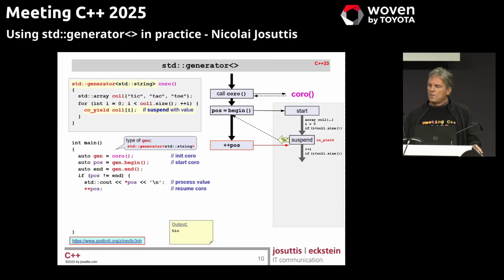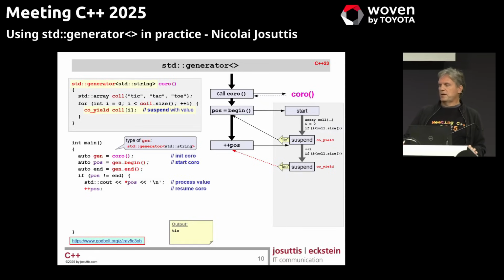And now we do the next statement, which is the reinitialization of the for loop. We still have everything available. We have the array available. We have the state of I available. And that I is incremented. We check again whether it's still less than size, which is the case, and we enter the body again. And with that, we co-yield the next value, which is, in that case, tack, which is yielded.